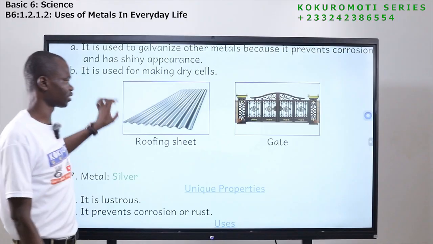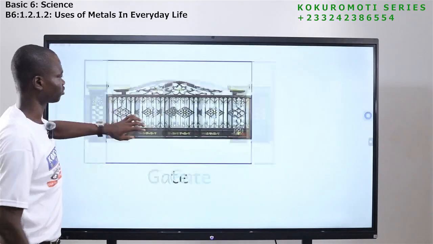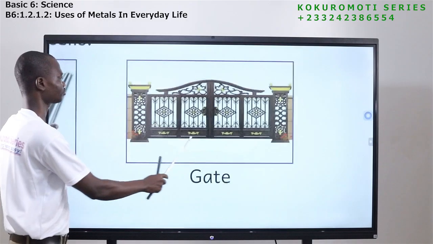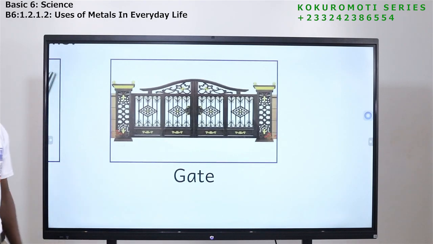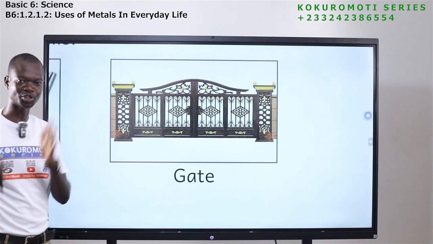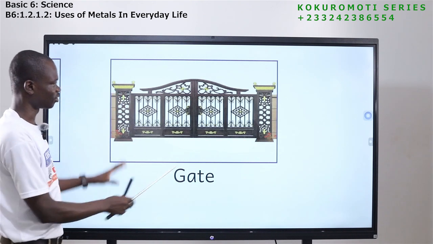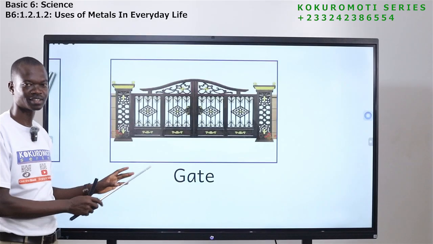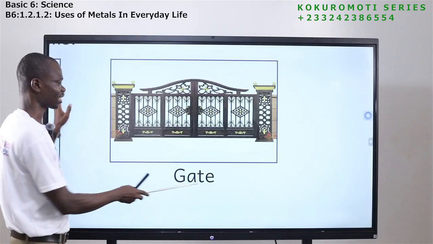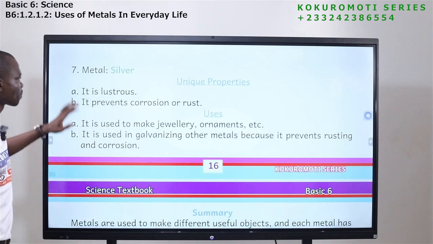You see roofing sheet here. This is a roofing sheet, and we have this one. This is gates. This is not door, it is gates. You should know the difference between door and gates. So this is gates. It is made of a metal. The metal is zinc.